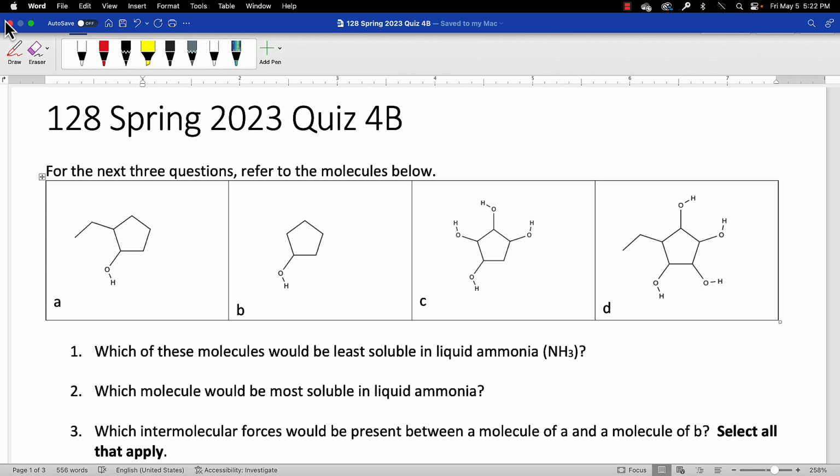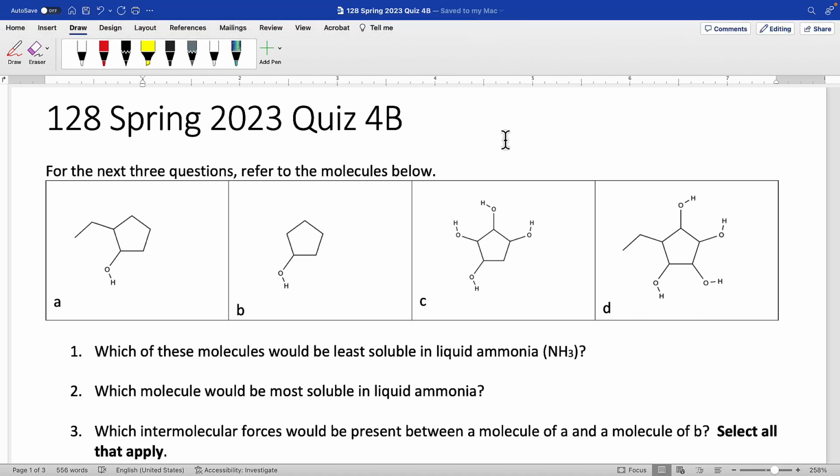So in these first three questions, we're comparing three molecules and asking a question about their solubility. And as we saw in lab, solubility is largely a function of matching the IMFs of the solvent and the solute. So the two things we're trying to mix, if we can match their IMFs, they're more likely to be soluble in one another. So since the solvent in this case is liquid ammonia, we should think about what IMFs are present in liquid ammonia.